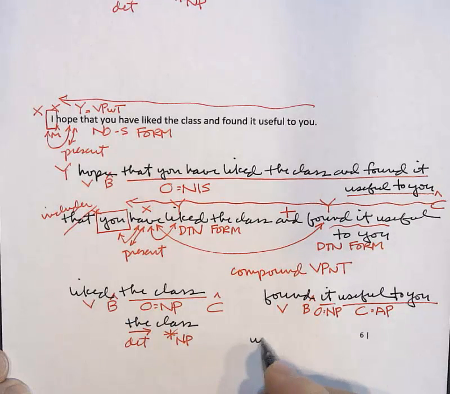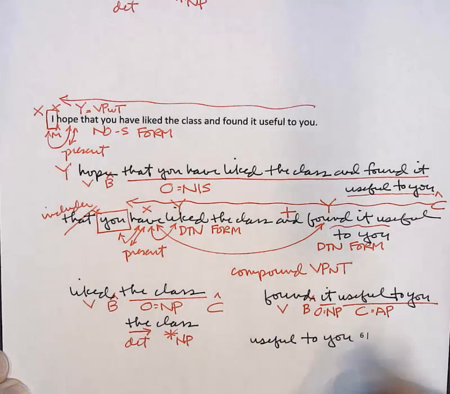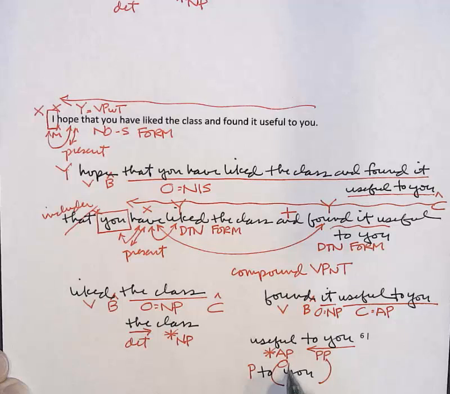Let's rewrite our adjective phrase. Useful to you. The head is useful. That's our adjective phrase. And to you is a prepositional phrase modifier. We'll rewrite our prepositional phrase to you. We'll show the preposition, the object of the preposition, a noun phrase. And now we're done.